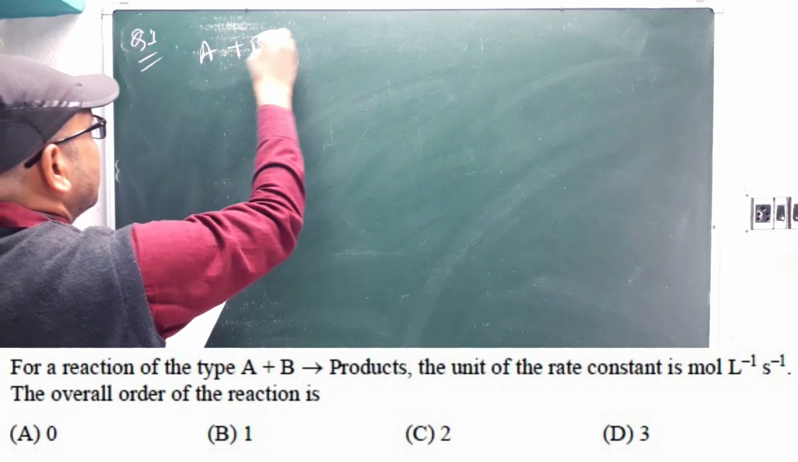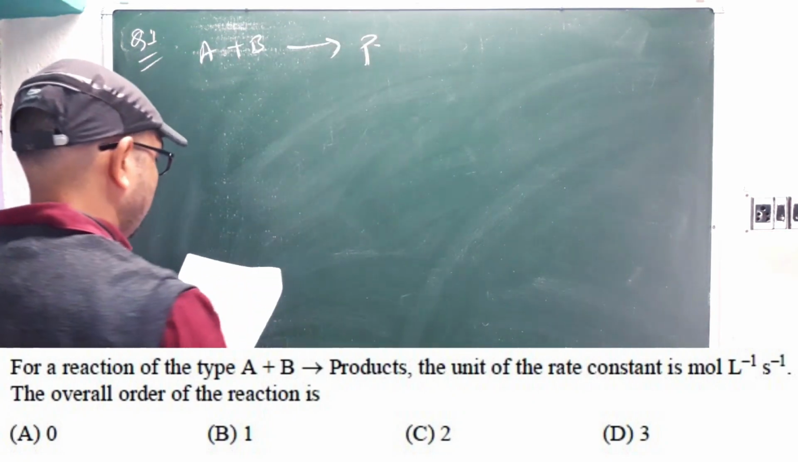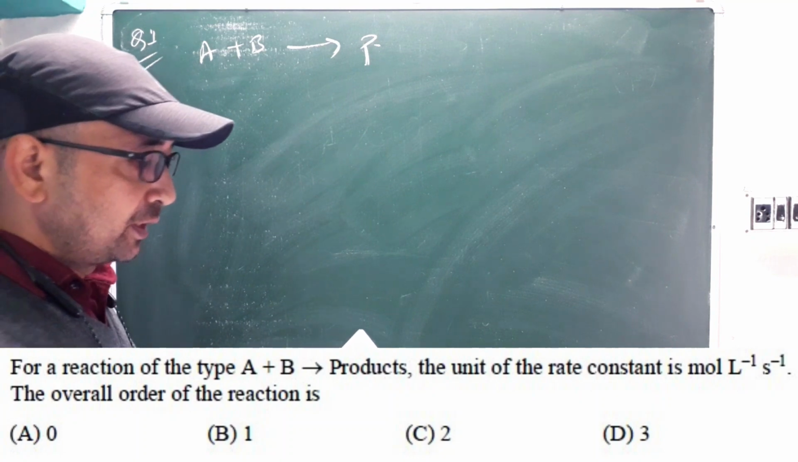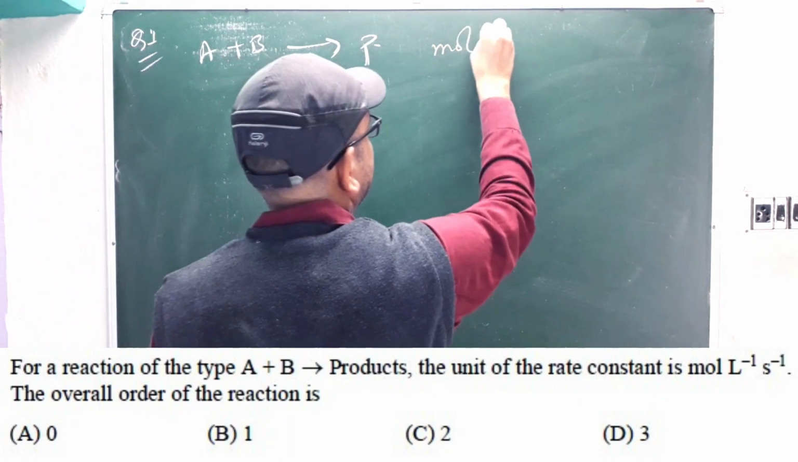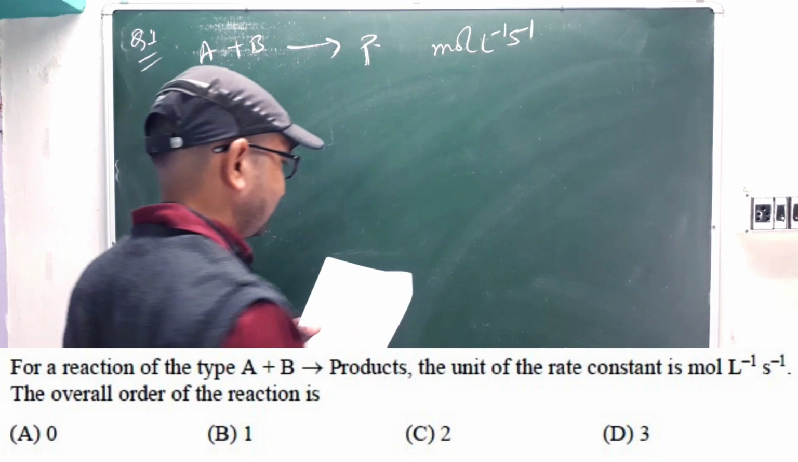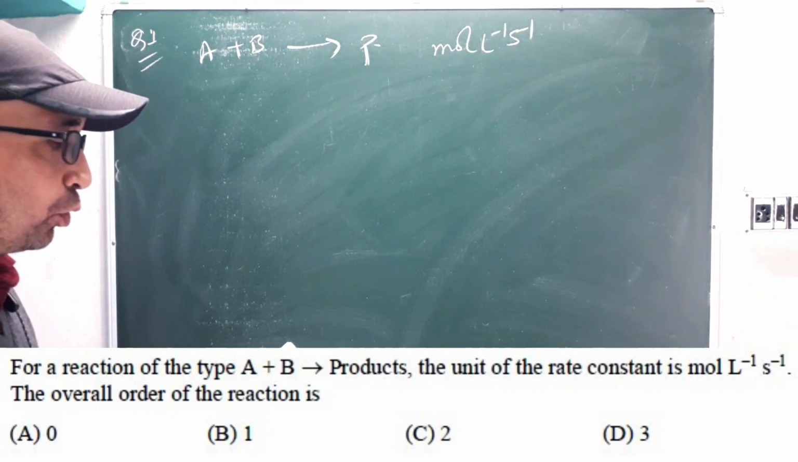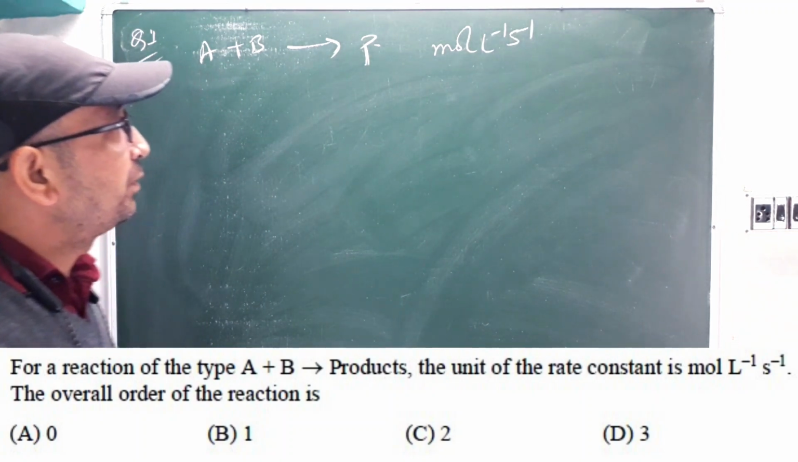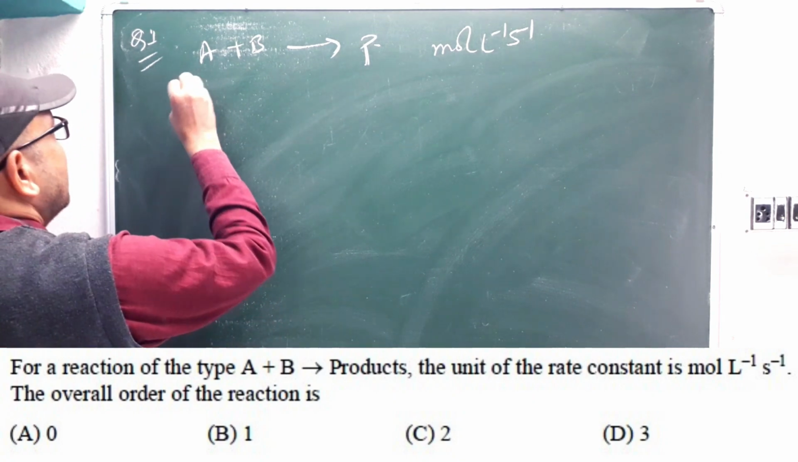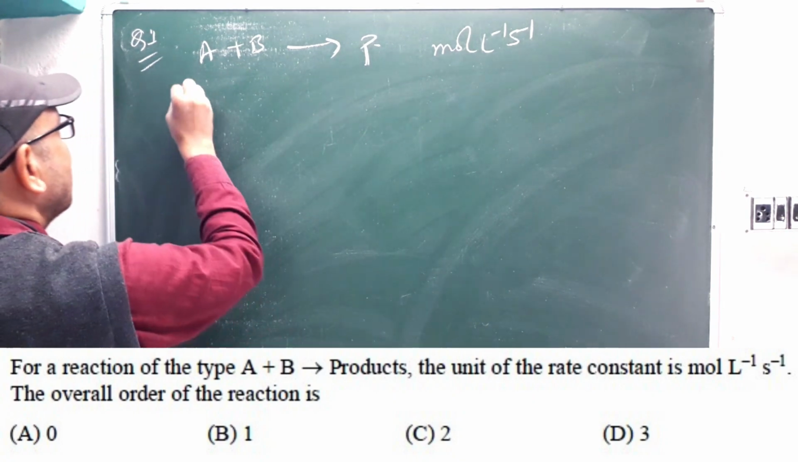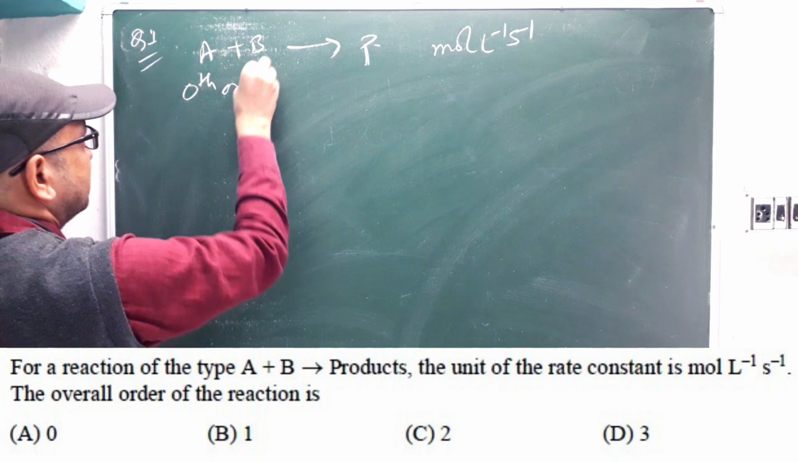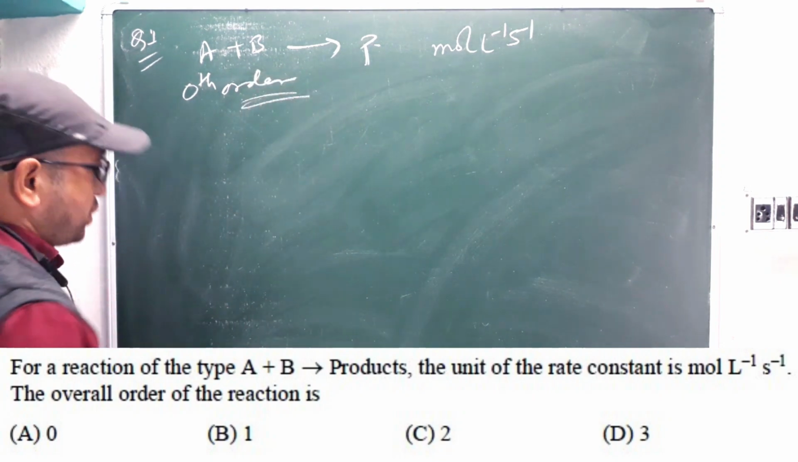A plus B is giving your product P. The unit of the rate constant is mole per liter per second, right? So this will be your zeroth order. Okay, they are asking the same question. See, option A will be the correct order. So this is a zeroth order reaction. This is a very easy question they have asked.